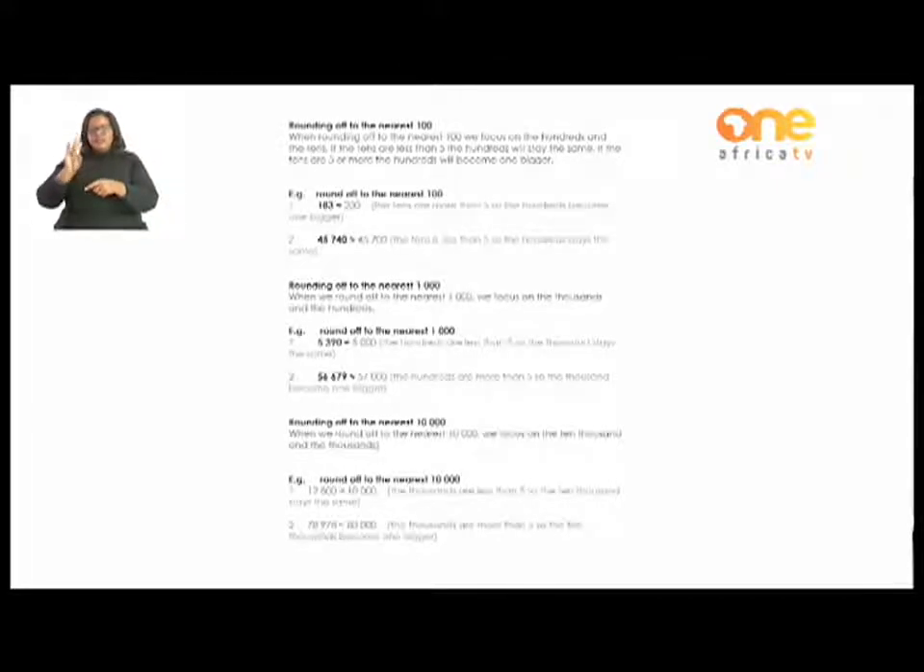Rounding off to the nearest 1,000. When we round off to the nearest 1,000, here we focus on the thousands and the hundreds. Now let's look at our first example. Rounding off to the nearest 1,000. 5,390. Let's read what it says in our brackets. The hundreds are less than 5, so the 1,000 stays the same. If we look at our example, we see our 100 is a 3, so it cannot change our 1,000. Our 1,000 stays the same, and that is rounded off to the nearest 5,000.